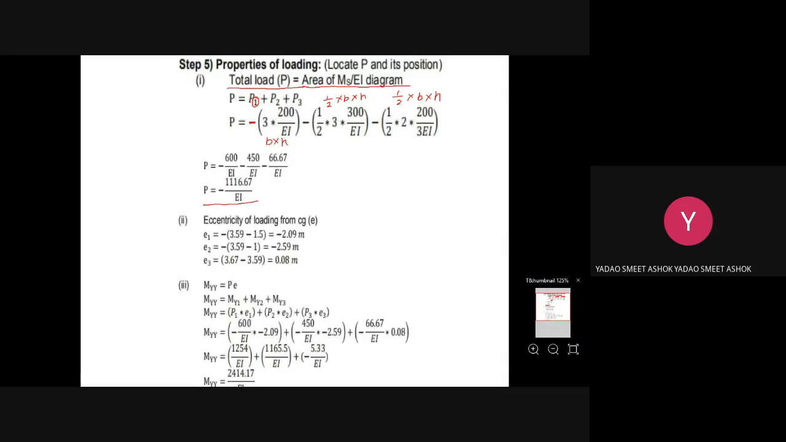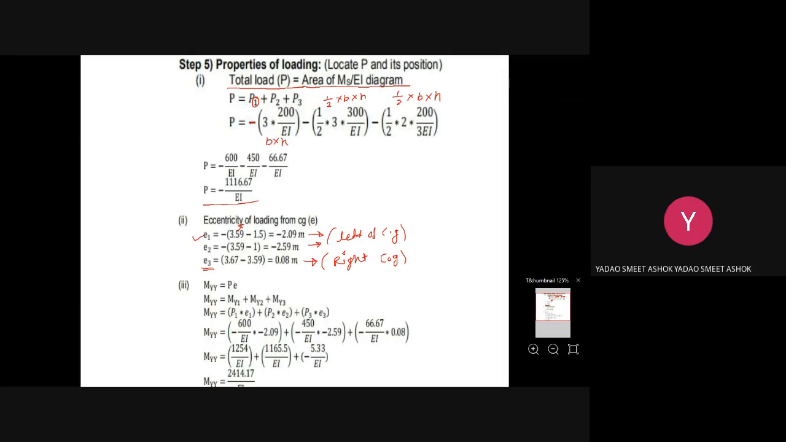Then you will get the eccentricity of this loading. Eccentricity of the loading, E1 will be equal to x bar minus 1.5, that is 3.59 minus 1.5, you will get minus 2.09. Then E2 is 3.59 minus 1, you will get minus 2.59. Both are minus because they are located to the left of the y-axis, that is, to the left of CG. And this value E3 is plus because it is located to the right of the y-axis, to the right of CG.